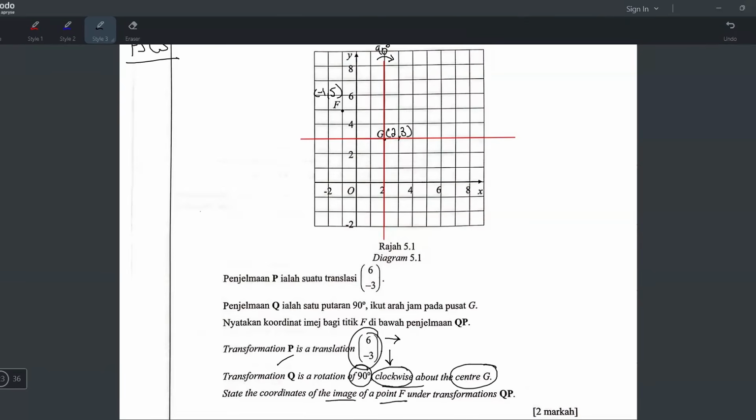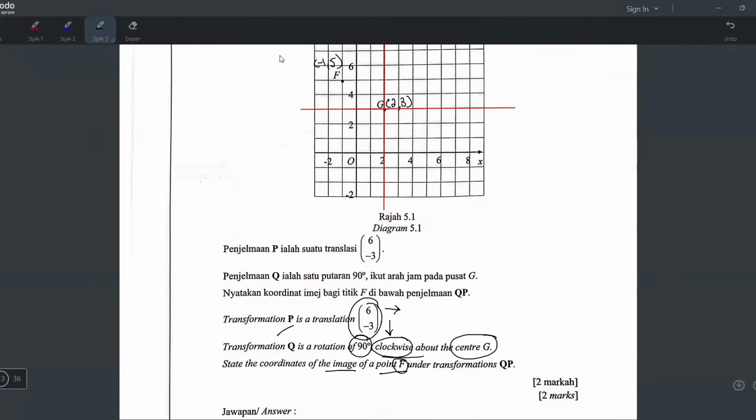Okay. But of course, this question you don't have to do like that because they give you the object. Point F is the object. So what I will do is I always teach my student to write in this way. Write the object first with the coordinate, of course, -1 5, and then you draw two arrows. Why two arrows? Because two transformation. So it's transformation QP, meaning P followed by Q. So the first arrow have to do P, second have to do Q. If you do it in the wrong order, wrong also. You have to make sure you do P first.